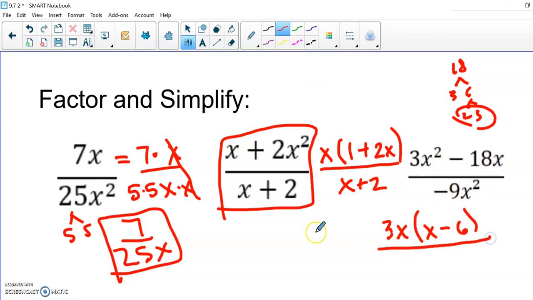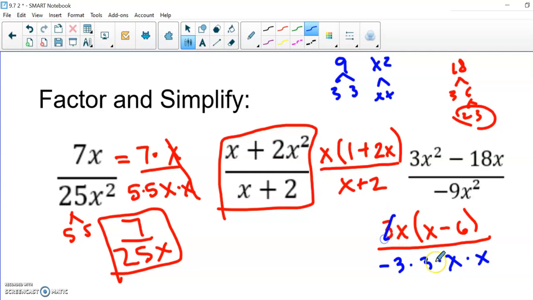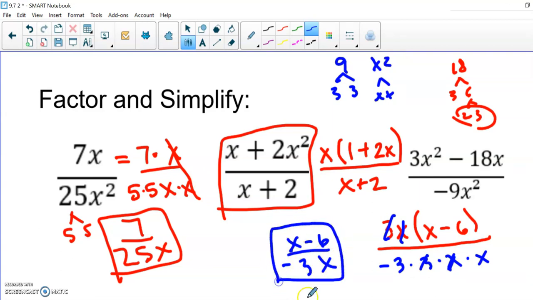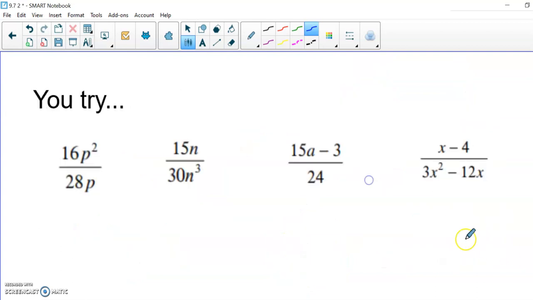On the bottom, how can we factor 9? 9 is 3 times 3. X squared is x times x. That is a negative 9, so one of the 3's has to be negative. So I'm allowed to cancel. I have a negative 3, a positive 3, and 2 x's. So what can I cancel out? The 3's and one of the x's. What am I left with? On the top, I'm left with x minus 6. On the bottom, I'm left with negative 3 and one of the x's. And remember, you can't simplify that. That's addition. All right, let's try a couple more just to get the hang of it.